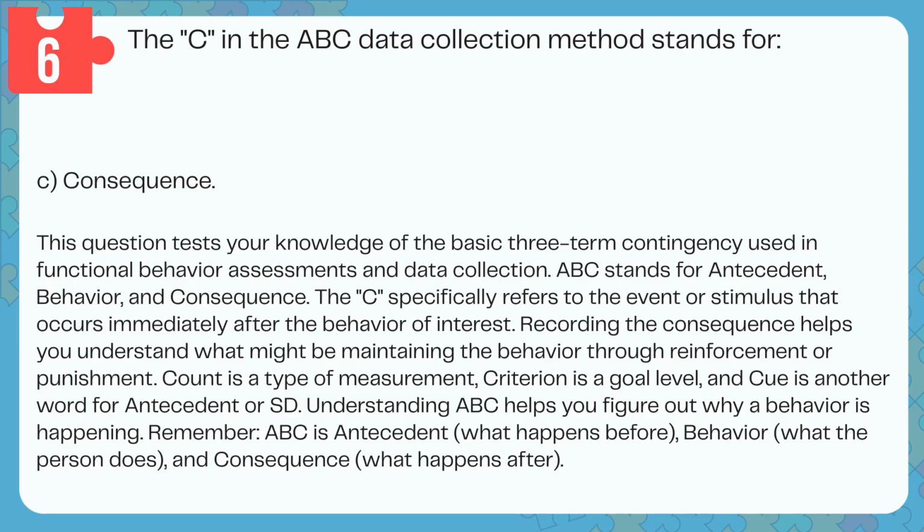Count is a type of measurement, criterion is a goal level, and Q is another word for antecedent or SD. Understanding ABC helps you figure out why a behavior is happening. Remember, ABC is antecedent, what happens before, behavior, what the person does, and consequence, what happens after.